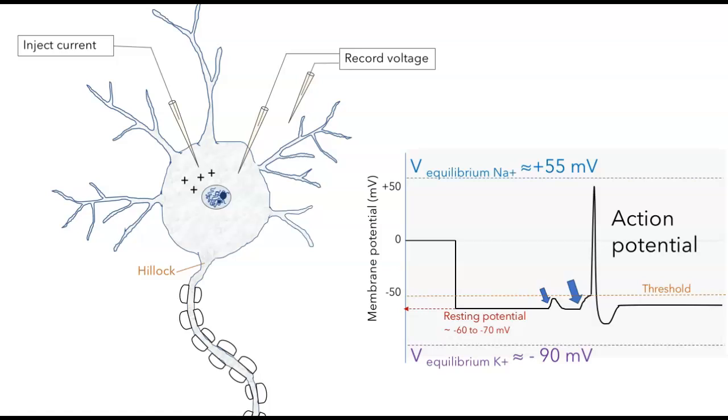Previously, I talked about an experiment and I said we could inject current into a cell. And if we injected enough positive current into a nerve cell, that cell would reach threshold and initiate an action potential at the axon hillock.